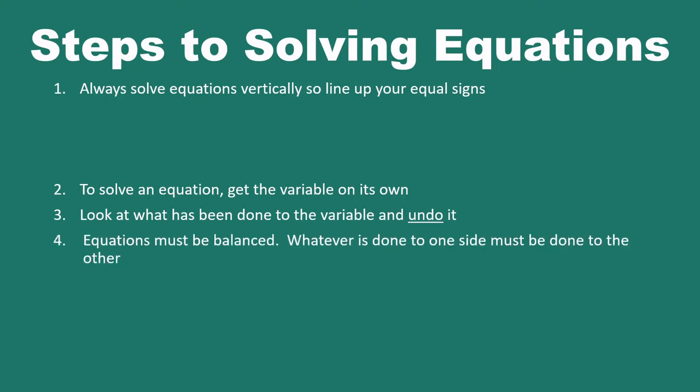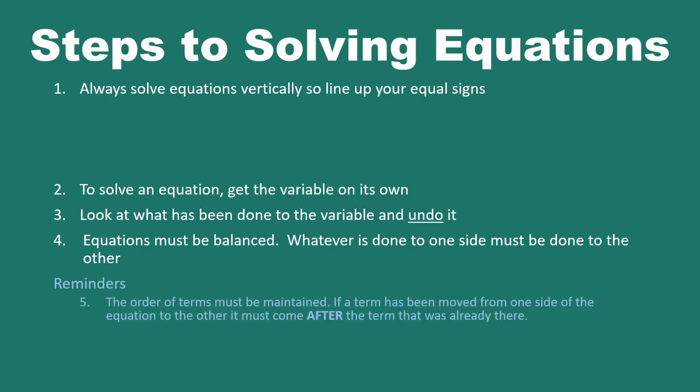Step 4, we make sure that the equation is balanced. So whatever we do on one side, we need to do to the other side as well. Step 5 and 6 are really just reminders rather than steps. The order of terms must be maintained. So when we're rearranging this equation, when we're undoing operations and moving terms from one side to the other, make sure that the term that we're moving comes after the terms that are already there.